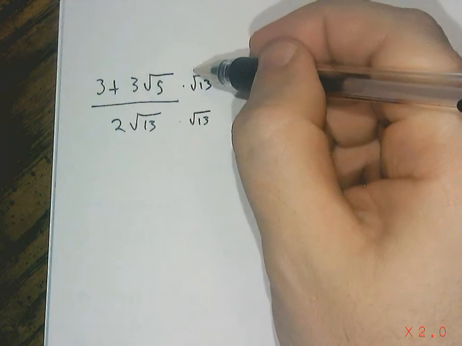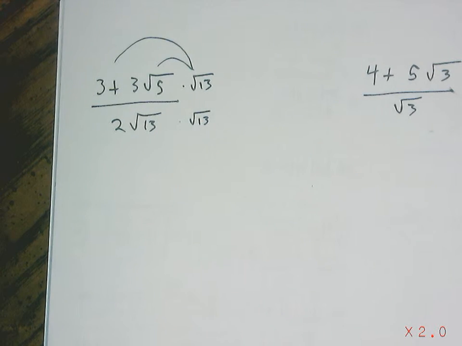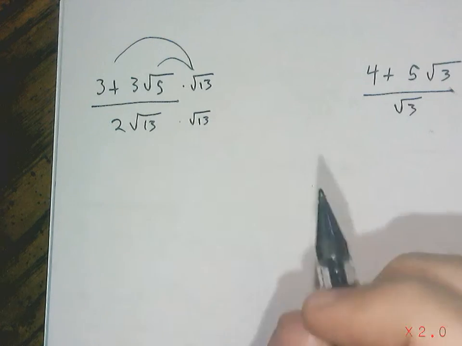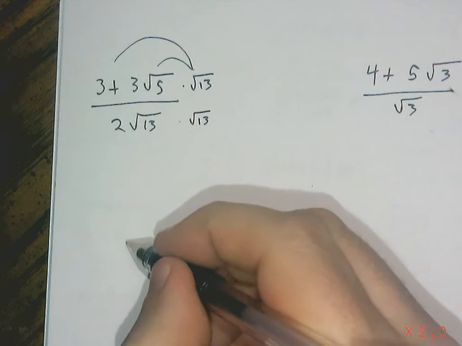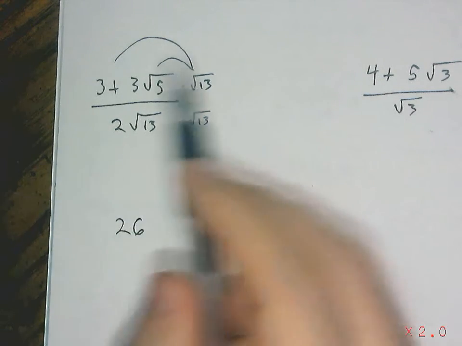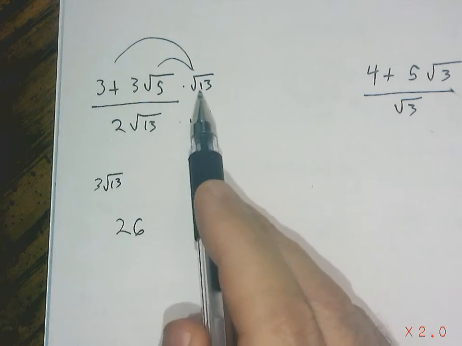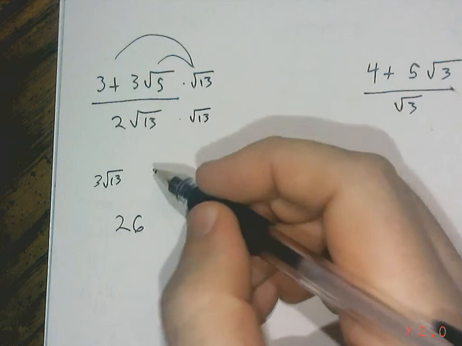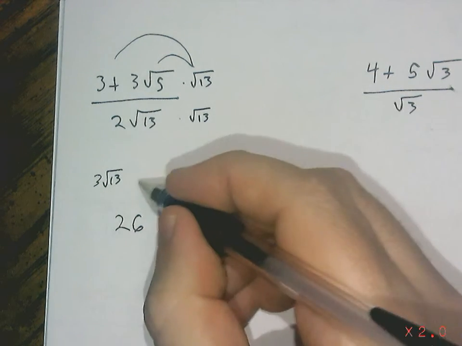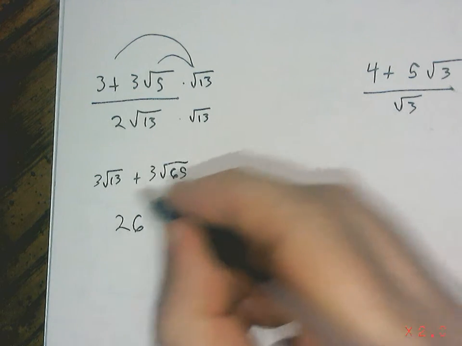So the top, I would need to multiply to both terms because it has two terms. The bottom, the square roots are going to cancel out. I'm going to be left with 13 times 2, which is 26. So I'm going to get 26 on the bottom. 3 times the square root of 13 is 3 square root of 13. And then 5 times 13 is 65. So plus 3 square root of 65 all over 26.